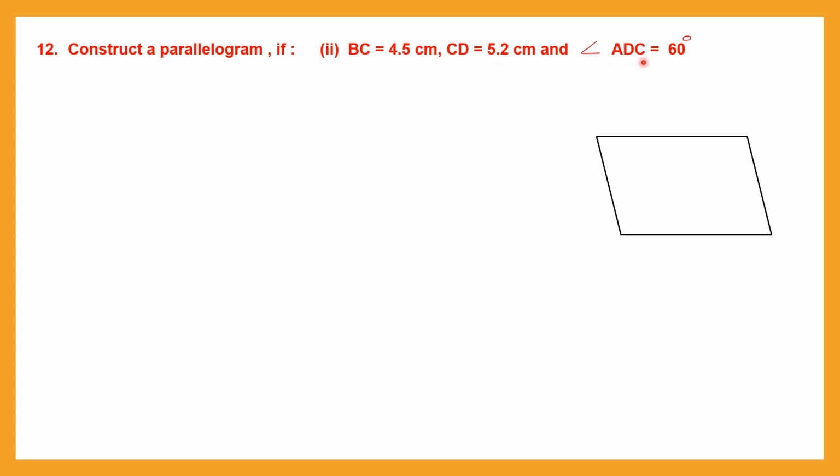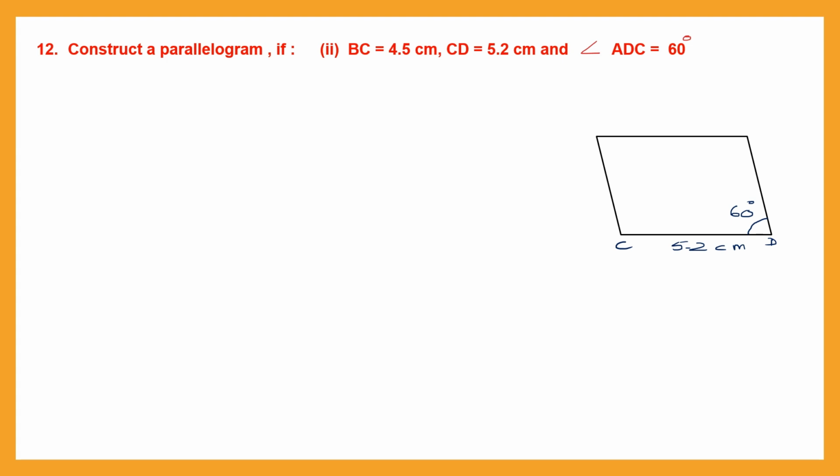Angle ADC is 60 degrees. That means either this side should be D because ADC is 60 degrees, this side should be D or this side should be D. Okay, so if we take BC as the base, we cannot have D on either side. But if we take CD as the base, we can have this here. So if we have CD as the base, which is 5.2 centimeters, then we can have angle 60 here.